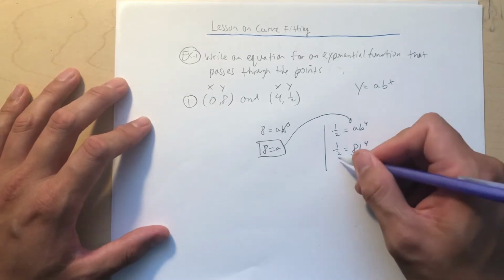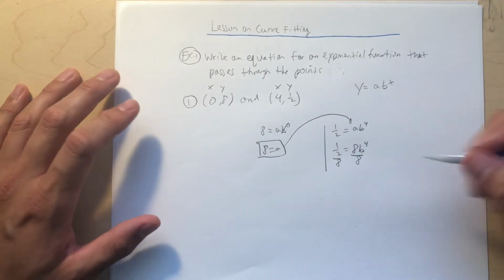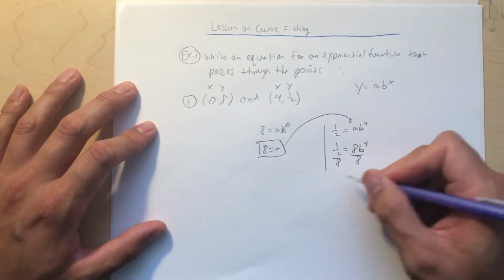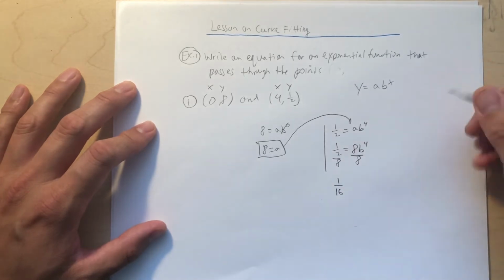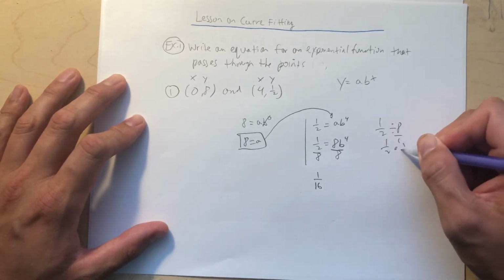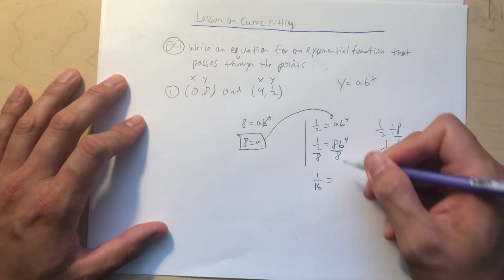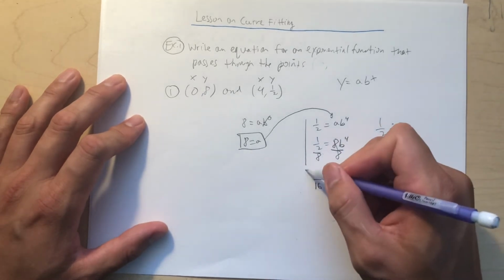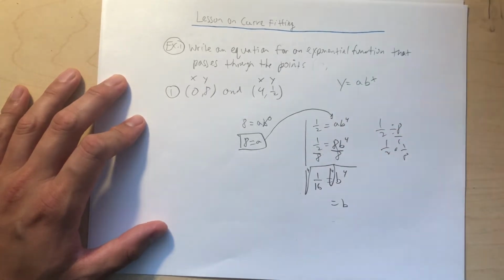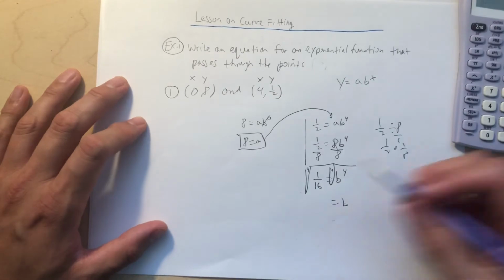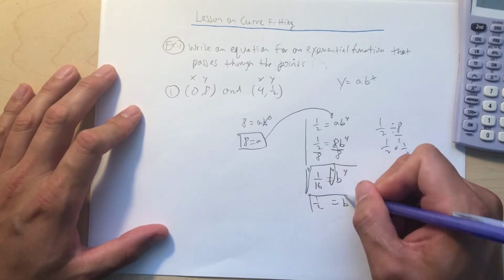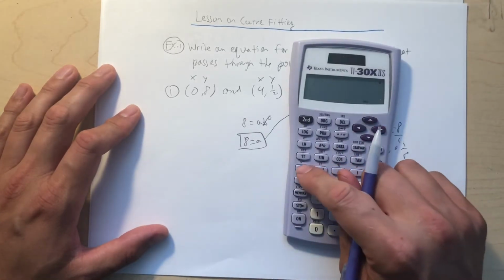Let's divide by 8 first. When you divide by 8, it's the same as multiplying by 1/8. So 1/2 times 1/8 will give you 1/16. On a side note, 1/2 divided by 8 is the same as 1/2 multiplied by 1/8. So that's how I get 1/16. Cancel B to the 4th, and then you have to take the 4th root of 1/16 to get B. The 4th root of 16 is 2, so it'll be 1/2.